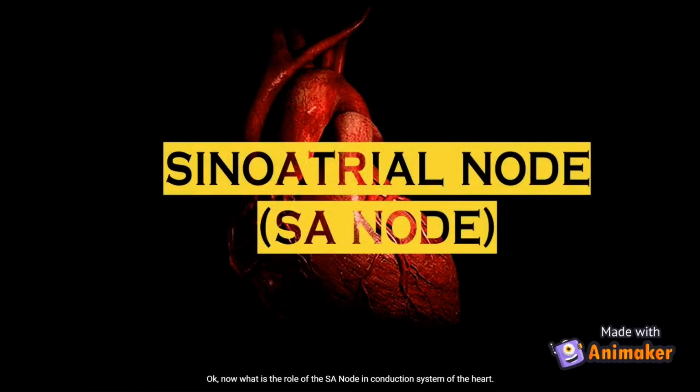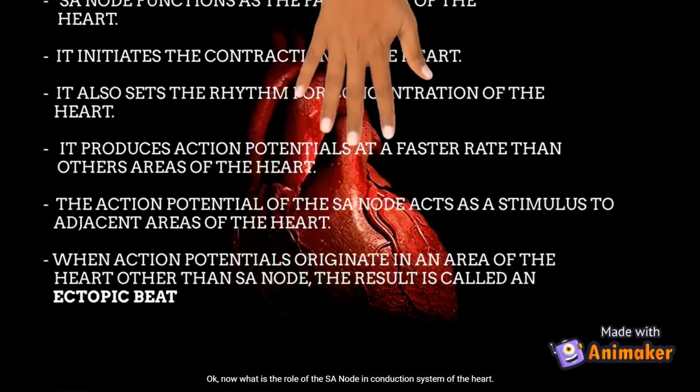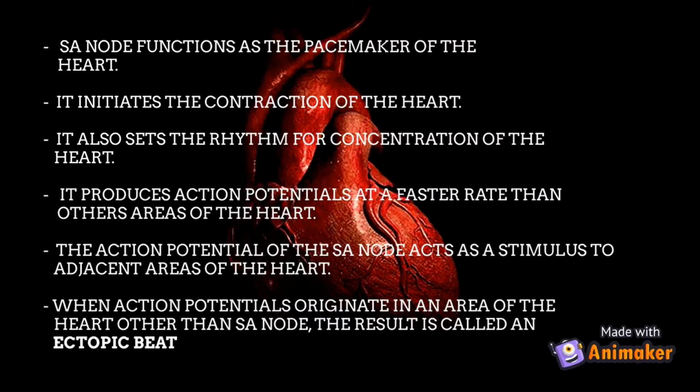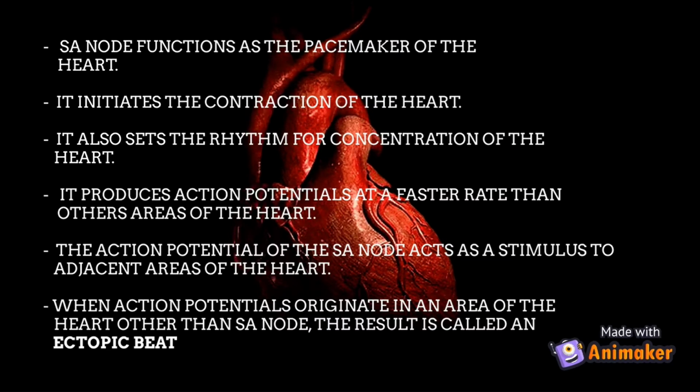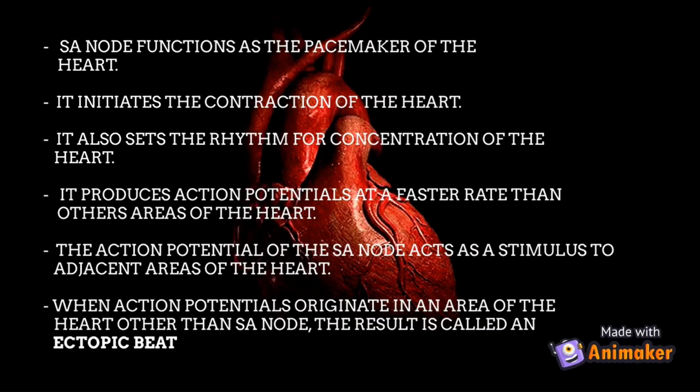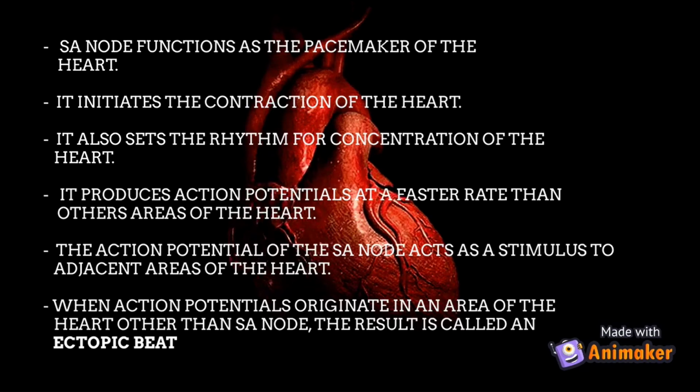Okay, now what is the role of the SA node in the conduction system of the heart? The SA node functions as the pacemaker of the heart. It initiates the contraction of the heart. It also sets the rhythm for contraction of the heart. Then it produces action potentials at a faster rate than other areas of the heart. Following that, the action potential of the SA node acts as a stimulus to adjacent areas of the heart. And lastly, when an action potential originates in an area of the heart other than the SA node, the result is called an ectopic beat.